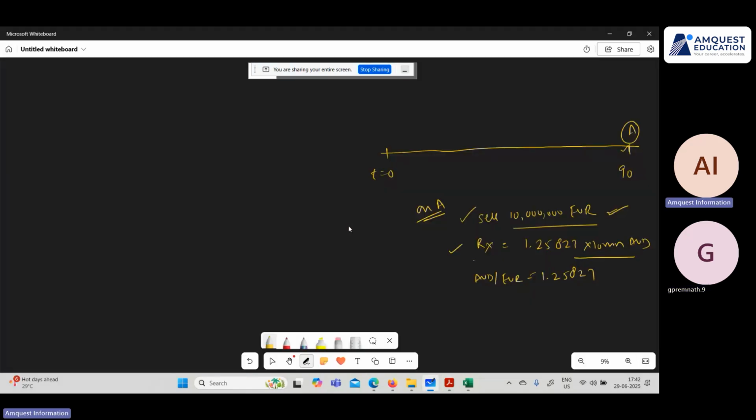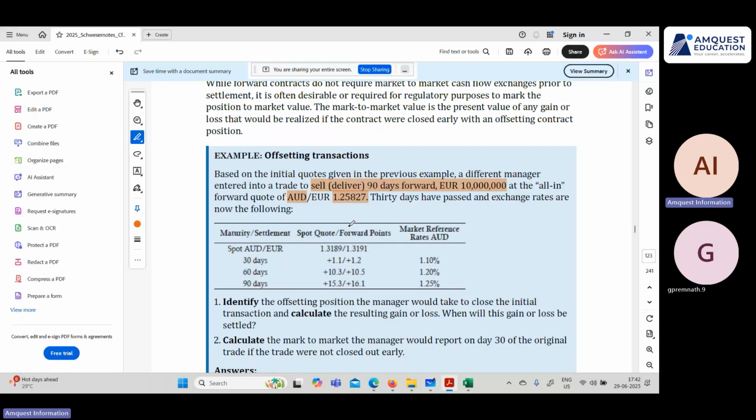Great. So you are going to receive this much AUD, no conflicts, no offsetting, no use of spot rate exchange or anything. This is the straightforward transaction. Now, let's talk about what they say now. They say 30 days have passed and the exchange rates now are the following.